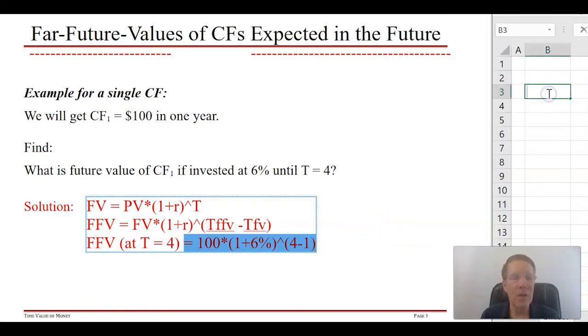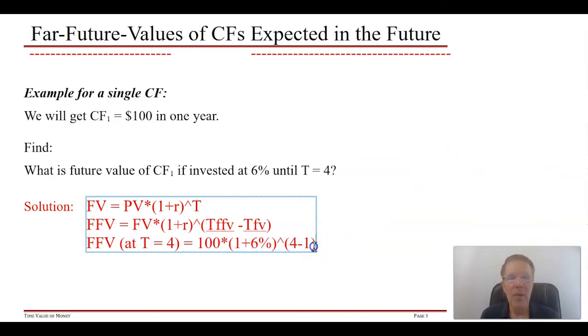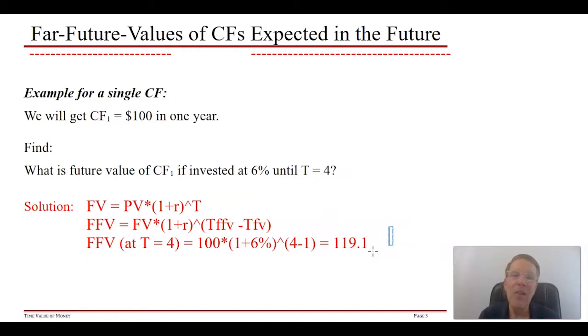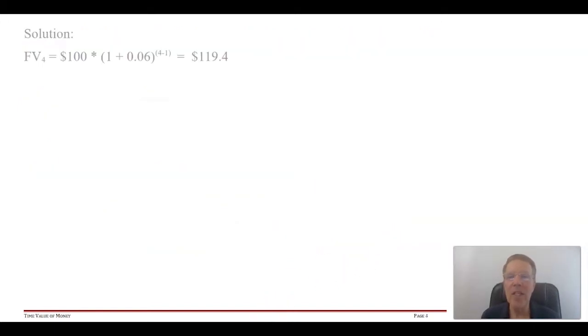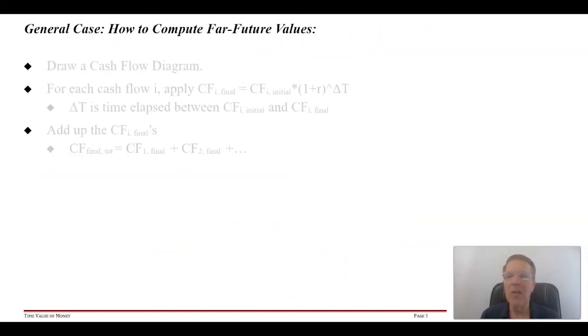So let's just put this into Excel, as is becoming usual for us, and see what we've got here. Okay, 119.1. So if we get $100 a year from now, and we put it in this vehicle that provides 6% annual compound interest until 4 years from now, it'll have 3 years to grow, and at t equal 4 it will be equal to 119.1. So that's the way that this is going to work.